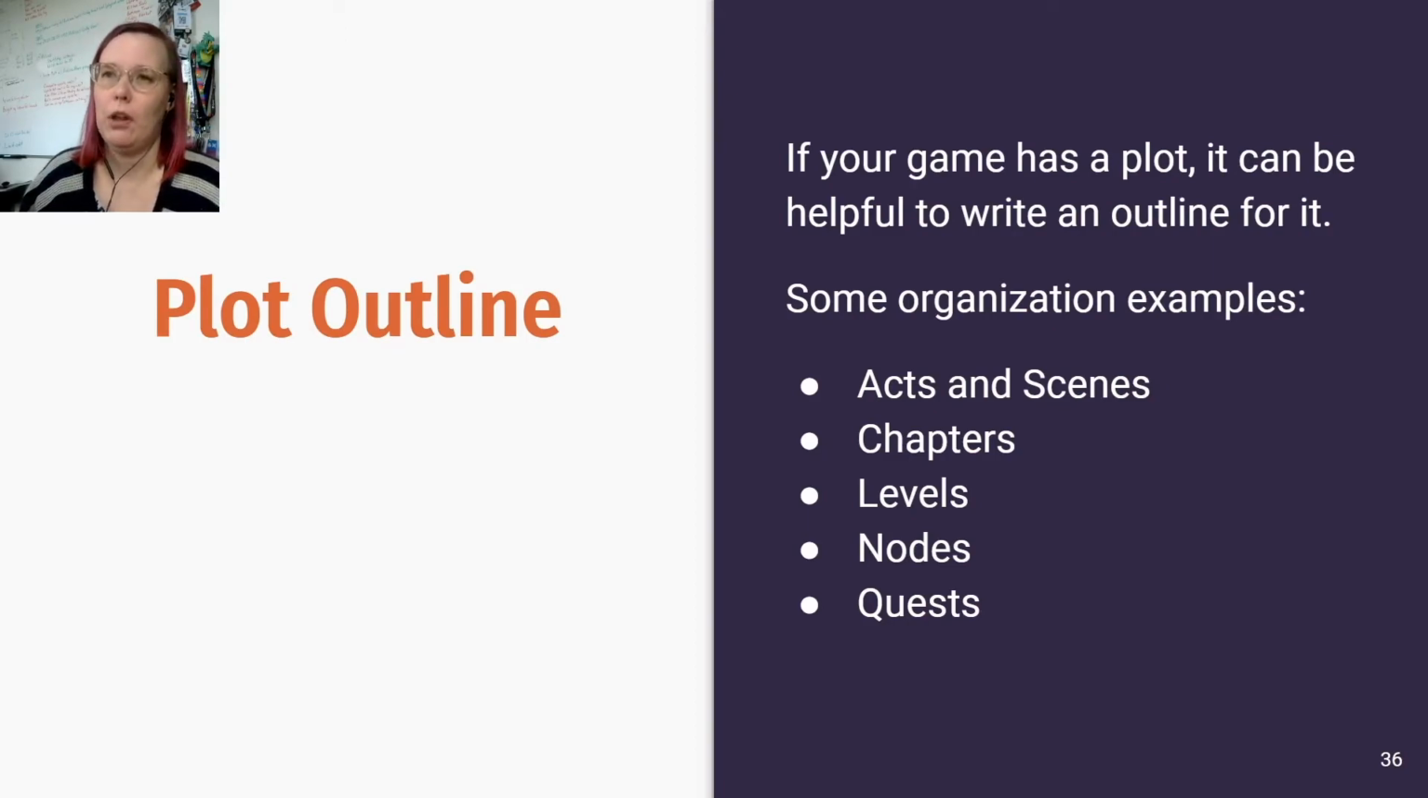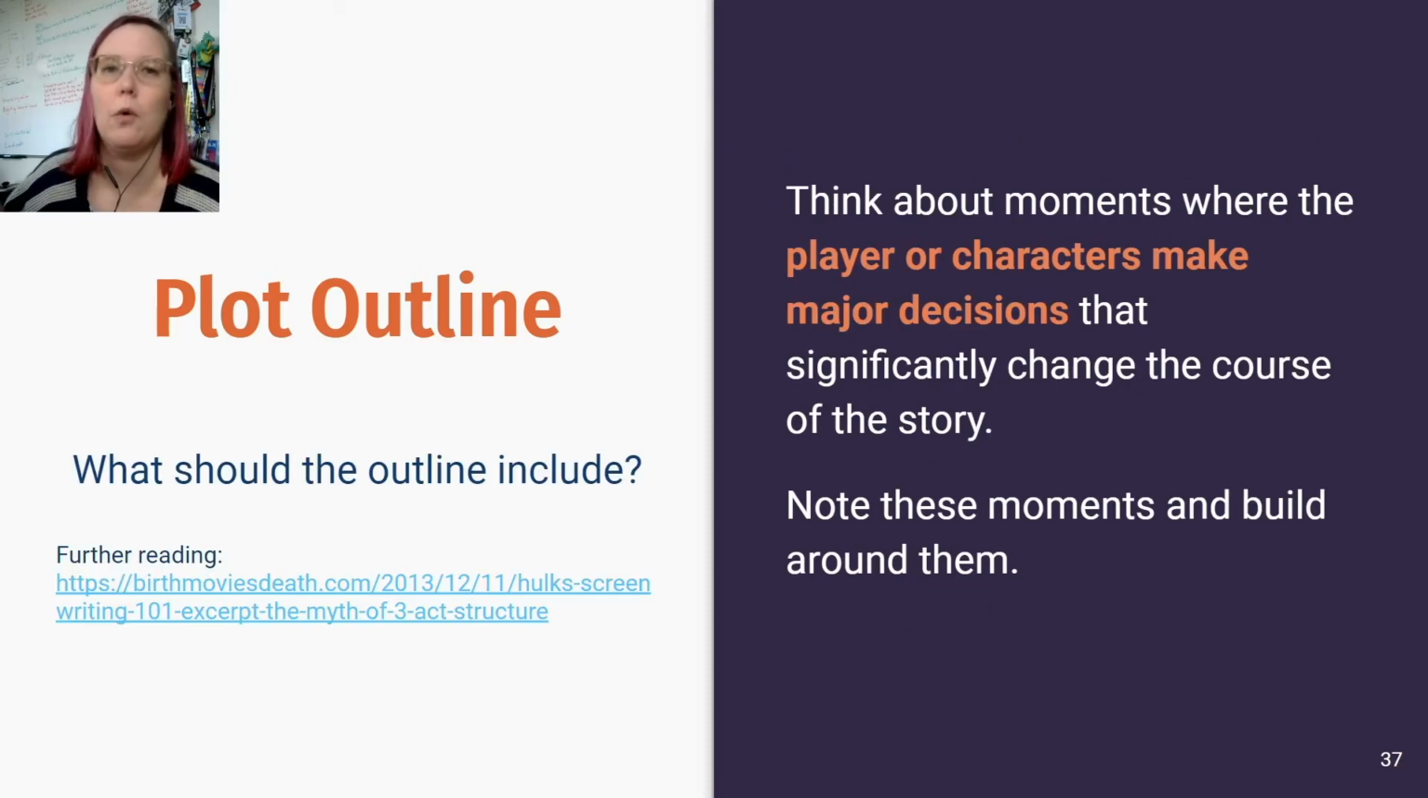So if your game has a plot, it can be helpful to write an outline for it. The outline structure you choose depends on your game and its overall narrative design. Some games may not require a plot outline, but if you are going to include one, you could include a structure of acts and scenes similar to a play or a film. You could include chapters. You might write things out in levels. You might write them in nodes, or you could write them as quests, a series of quests, or many other examples.